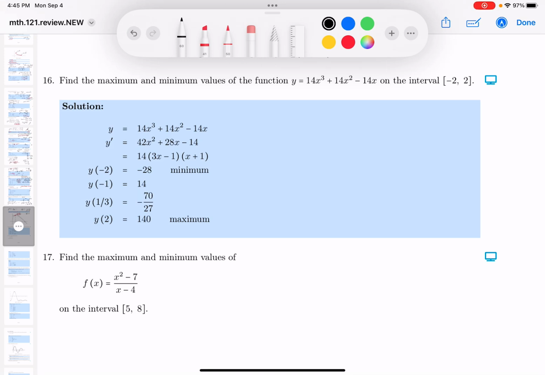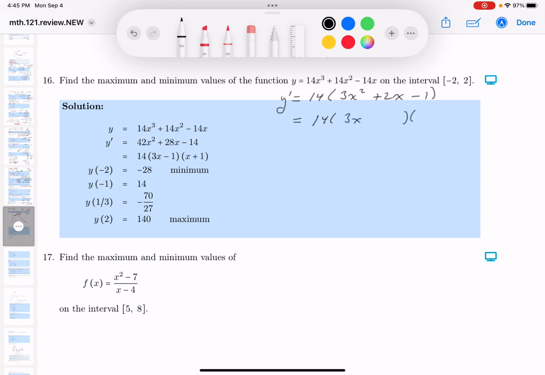Okay, number 16, we have a cubic polynomial on a closed interval, and we want to get the critical points on that closed interval. So I'm going to say y prime. I'm going to factor the 14 out, and then you get 3x squared plus 2x minus 1. I'm going to continue to try to factor that.